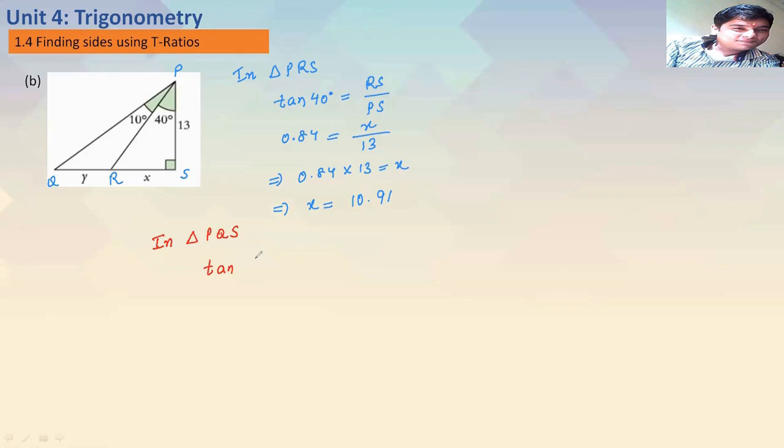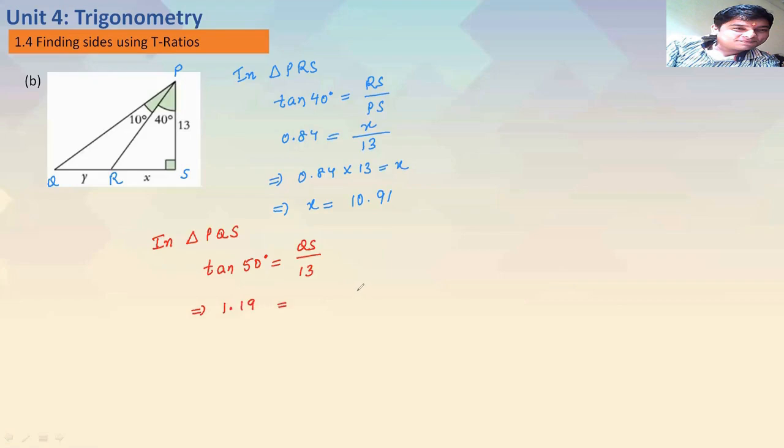So tan 50 degrees is equal to our opposite side, like you said, the opposite side is QS, over adjacent. Adjacent is 13. Okay, tan 50, what is the value? It is 1.19. Very good. And what about QS?